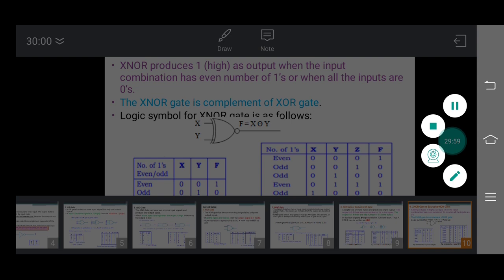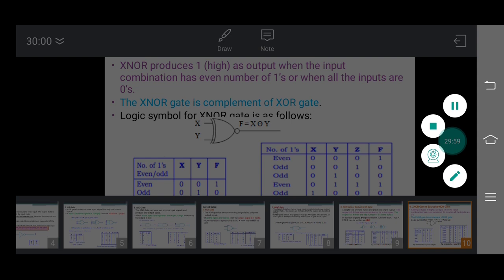Yes, the next combination is 1 1 0. Here also 1 has appeared how many times? The input signal 1, that is high, has appeared 2 times, that is also an even number of times. So what will be the output? The output will be 1, that is high.